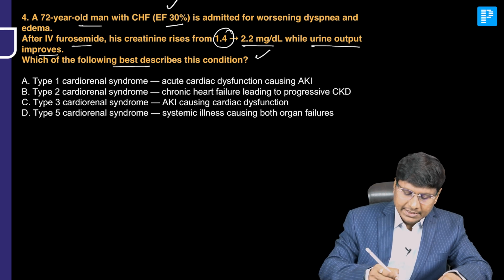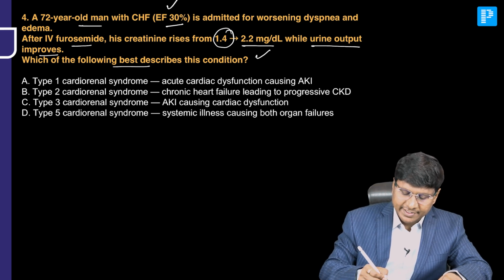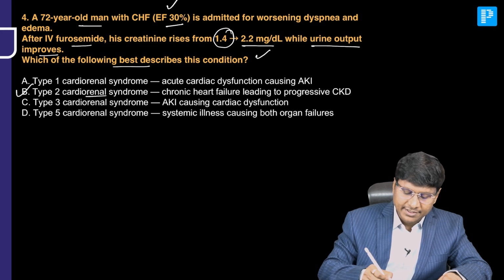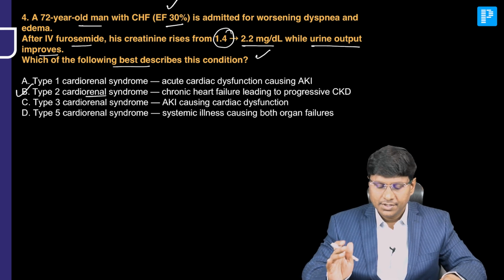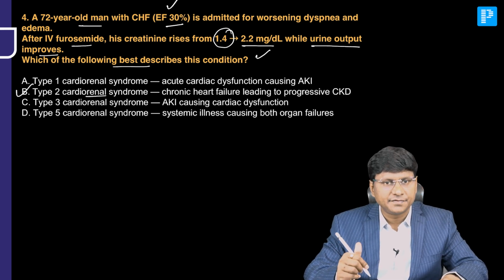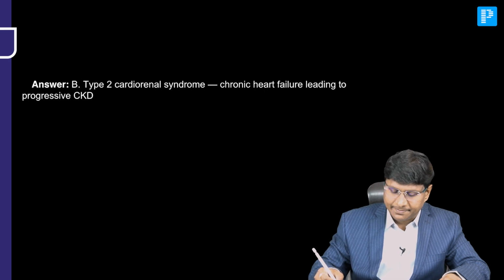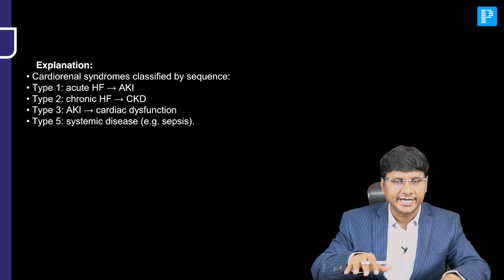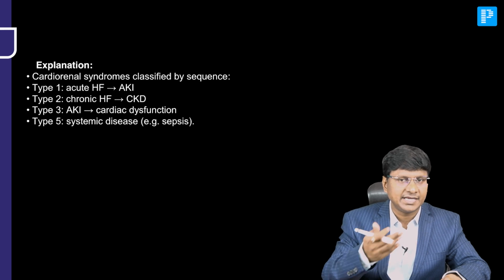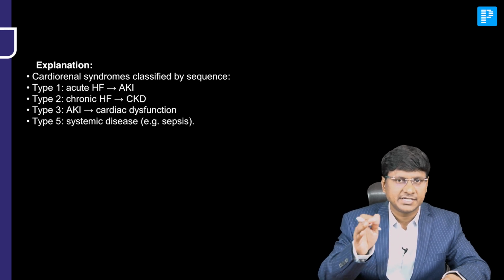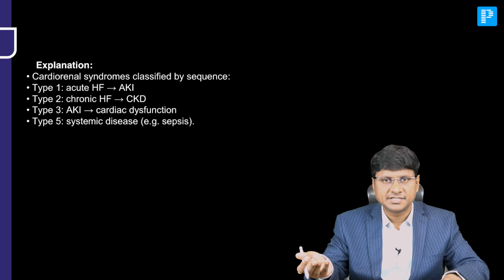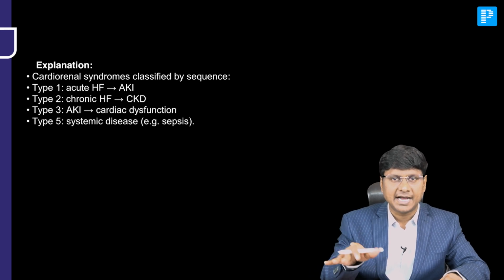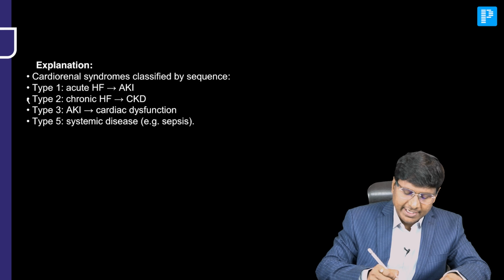The options are type 1, type 2, type 3 and type 5 cardiorenal syndrome. So this particular patient comes under type 2 cardiorenal syndrome. Now if you take the various types of cardiorenal syndrome, what is type 1? This patient does not have acute left ventricular failure right now. The patient already has congestive heart failure where the ejection fraction is about 30%. Now he presented with edema as well as dyspnea. So it is not acute heart failure, it is chronic heart failure.